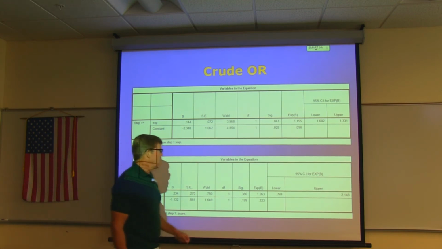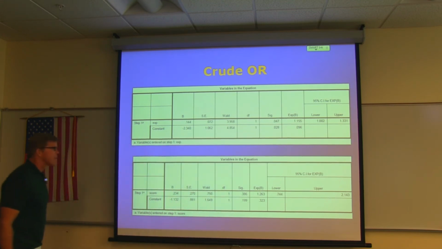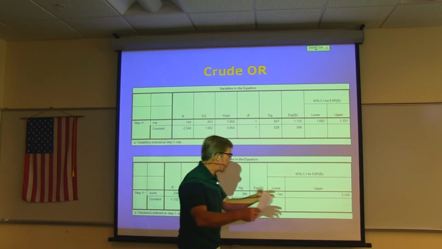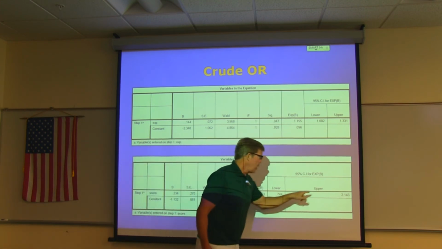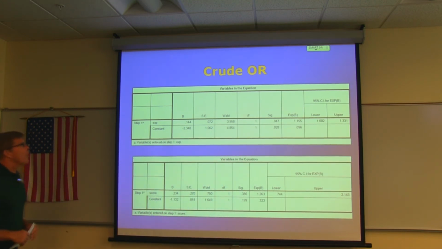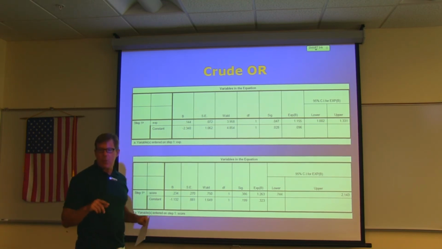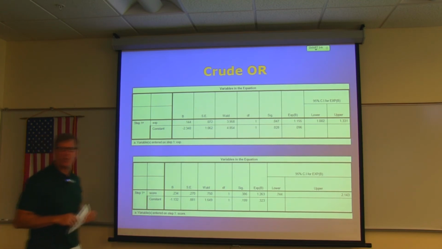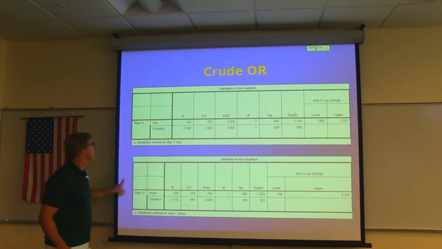Our crude odds ratio is 1.263. And there's about a 95% likelihood that if we were to take repetitive samples, our ORs would fall between 0.744 and 2.143. So on your papers, you're going to have to recognize and report on the distinction between crude OR and adjusted OR. Okay, just remember, the adjusted is just adjusted for the possible effects of potential confounding variables.